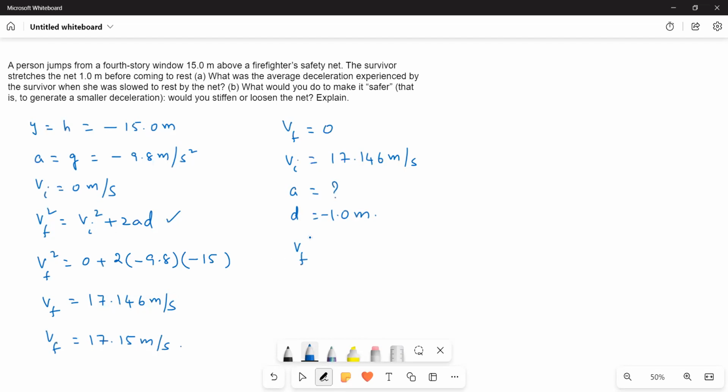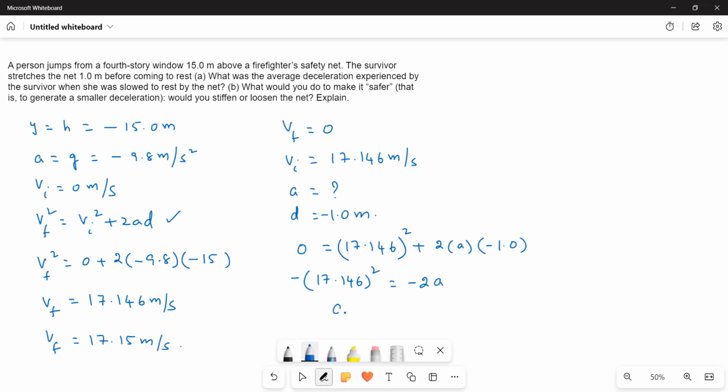Therefore, Vf square is equal to 17.146 whole square plus 2 times A times negative 1. Vf is equal to 0, that is why I substitute 0 here. So negative 17.146 square is equal to negative 2A.